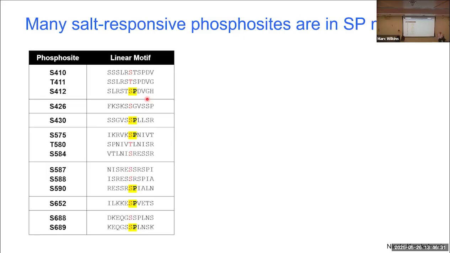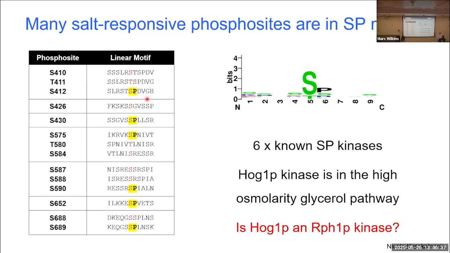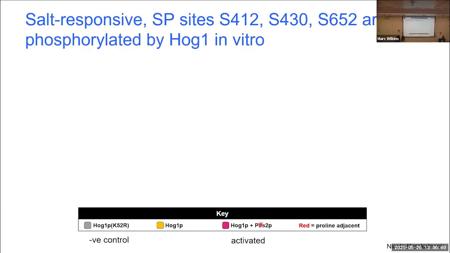120 kinases in yeast, but only 6 are known to be SP kinases. Okay, so there's the motif. One of them known to be associated with osmolarity and osmotic stress, HOG1. And so can you then ask the question, is HOG1 the kinase that puts this phosphorylation on? And just to summarize, enormous amount of work.